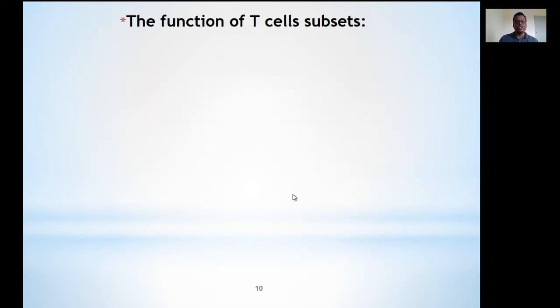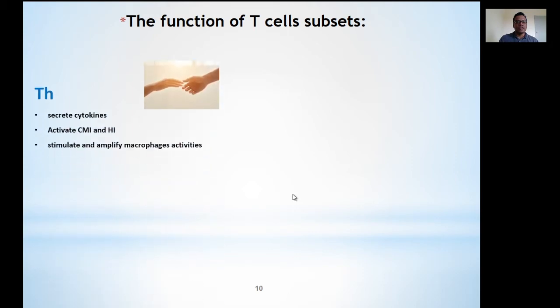The function of T cell subsets. T helper: the main function of T helper is to secrete cytokines, which activate cell-mediated and humoral immunity. The cytokines that are secreted or produced also stimulate and amplify macrophage activities. So basically, T helper is responsible for the whole immune response, from the activity of innate immunity in the form of macrophage activities to the adaptive immune response.